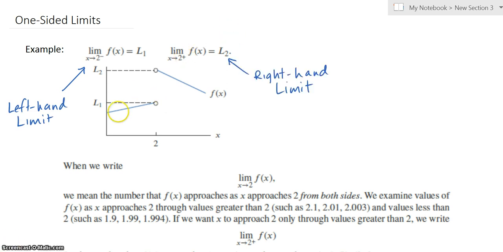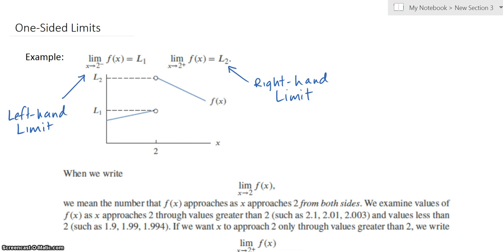And you can see from this example, as x approaches 2, what this is going to mean is as x approaches 2 from the left side, it's getting close to L1. You can also think of it as values a little bit less than 2, smaller than 2. As x is approaching 2 from the right, the y value, the f value, is getting closer to L2. So that's why the right-hand limit is L2 as x approaches 2.